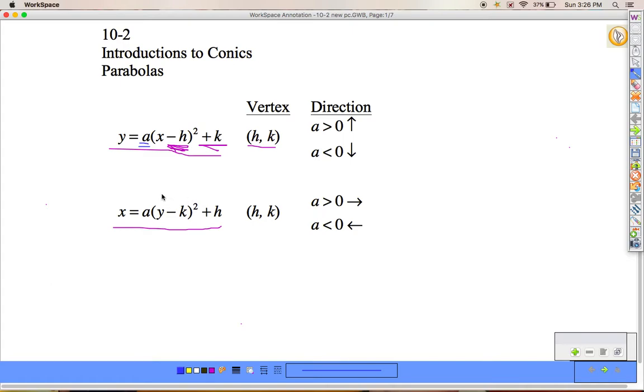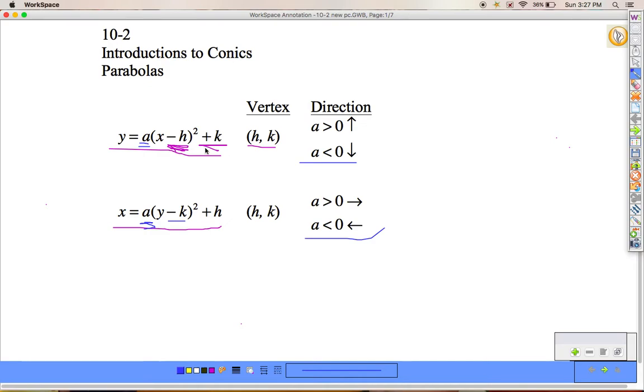All right, the new idea is we're going to have parabolas that either open to the right or the left. And instead of y equals, we're going to get x equals. So my formula is going to be x equals a(y minus k) quantity squared plus h. Again, my vertex is going to be h, and this time opposite of k. And then if my a is positive, it's going to go to the right. If it's negative, it's going to go to the left, because think of it this way: down and left are negative movements. Up and right are positive movements.